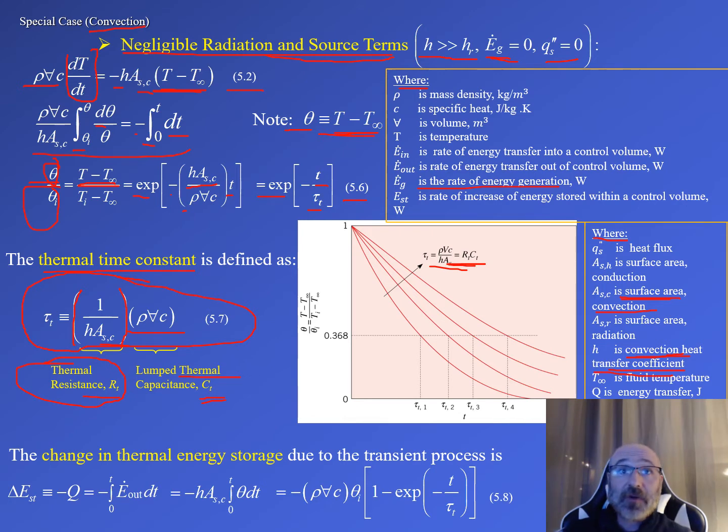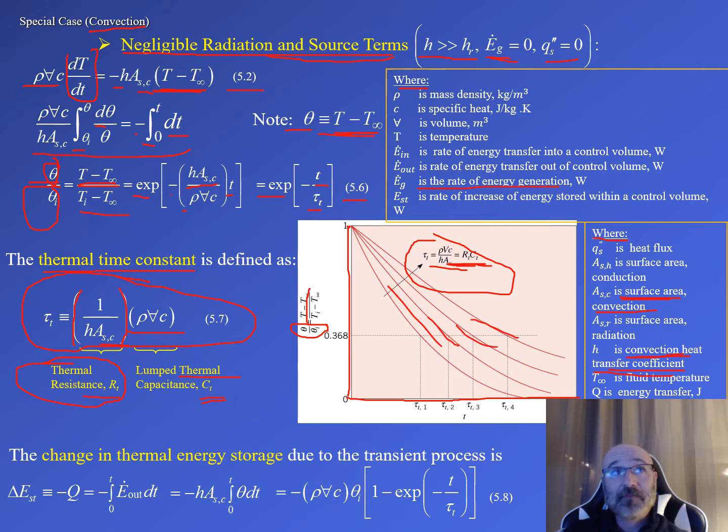So we can see the axes of our graph right here. This is our theta over theta sub I, or our temperature difference divided by our temperature difference that we've defined up here, T minus T infinity over T sub I minus T infinity, on our y-axis, going from 0 to 1. And then we can see our time axis down there as our x-axis. And we can see our tau sub T is equal to that R T C T for those different graphs that we have going down here.